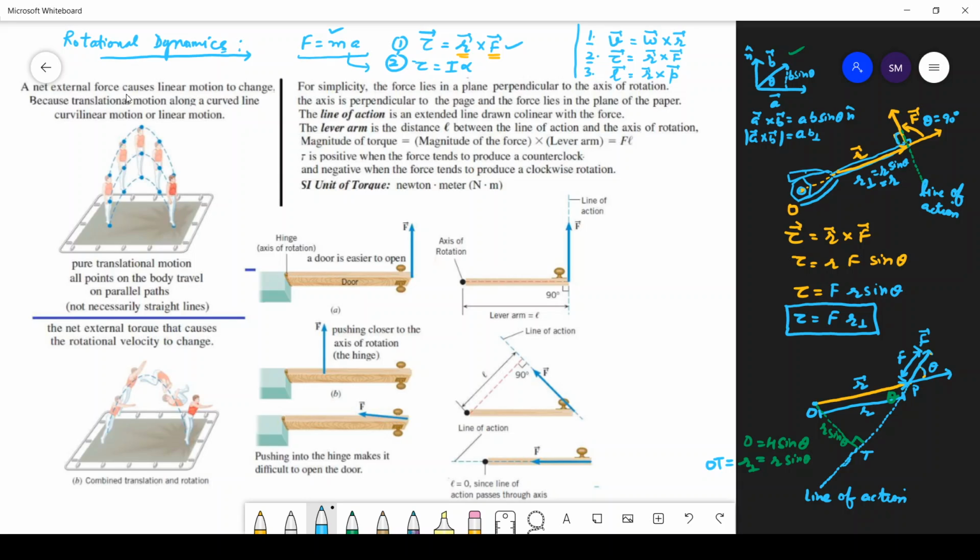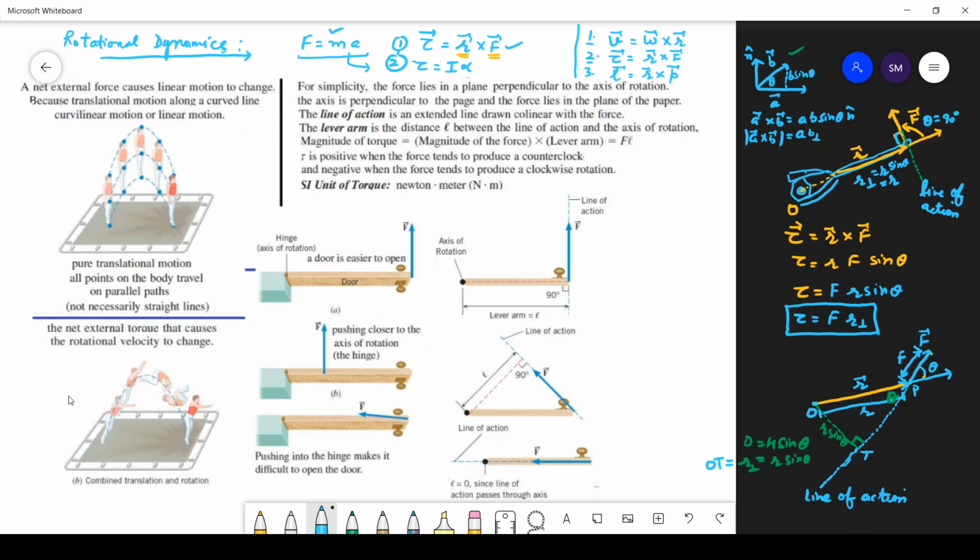A net external force causes linear motion to change, translational motion along a curved line, which is curvilinear motion or linear motion. Now look here, this boy, this jump. So this is a pure translational motion, because all the points on the body travel on the parallel path. This parallel path need not be a straight line, but you can see these three curves are parallel.